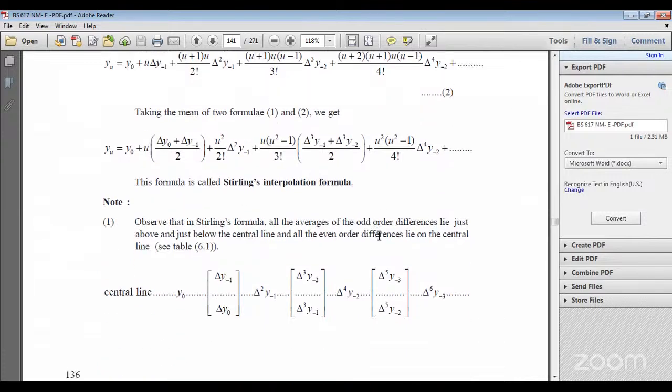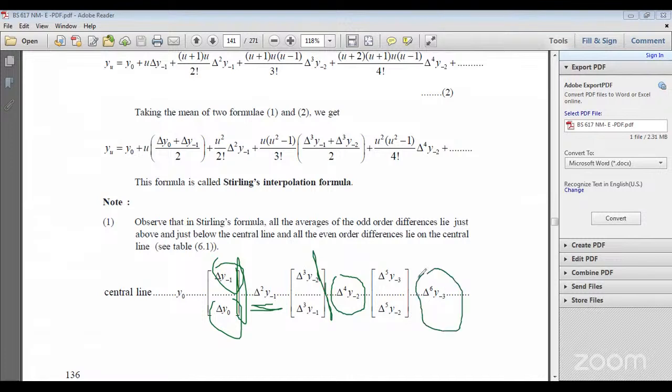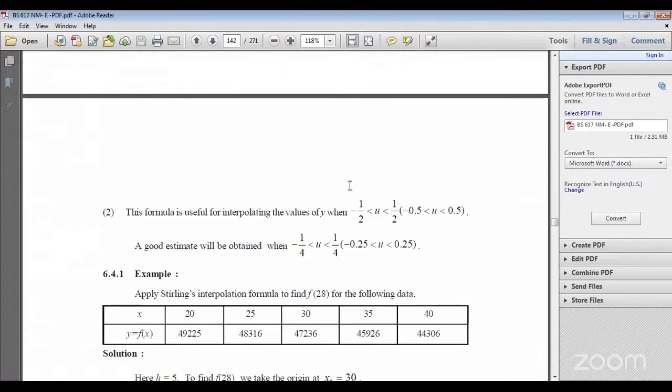In the Stirling interpolation formula, observe that we are taking all the averages of the differences from the central line. We take y naught, the mean of del y minus 1 and del y naught, then these two values simplify to del square y minus 1, then del y minus 2, del y minus 1, then del 4, these two simplification values, then del 5 y minus 3, del 5 y minus 2 simplification value, del 6 y minus 3. We are taking those values here. So this is the formula for interpolating the values with u between minus 1 by 2 and 1 by 2.